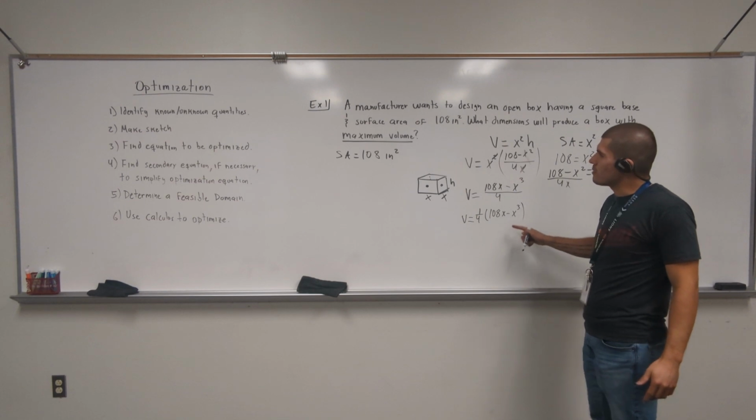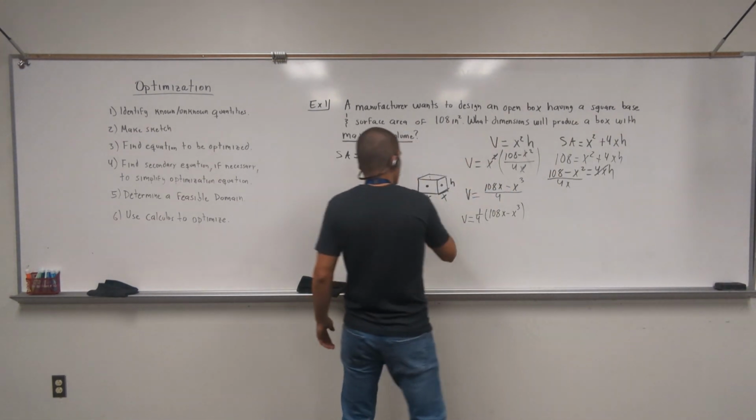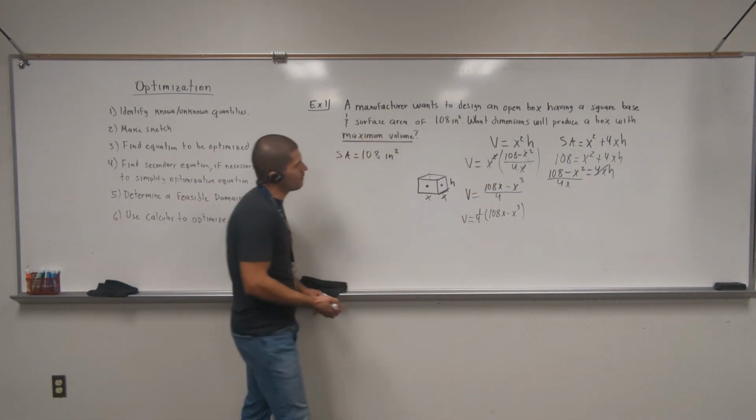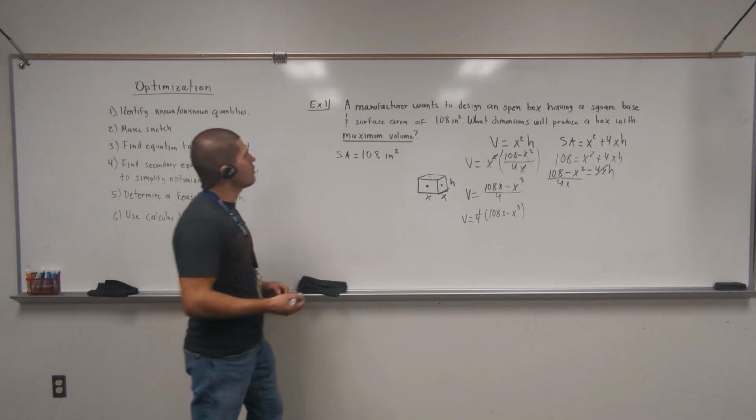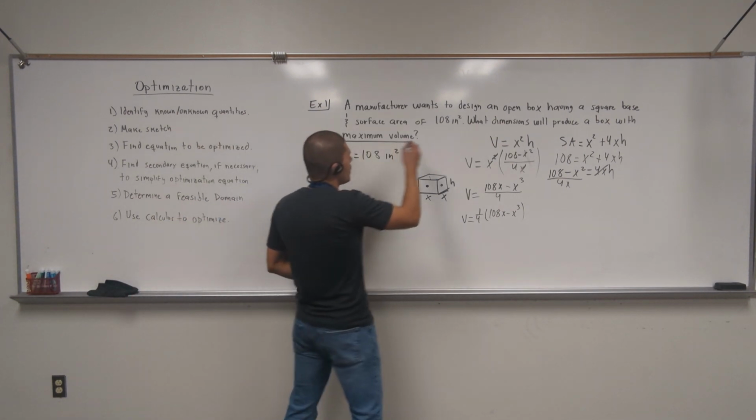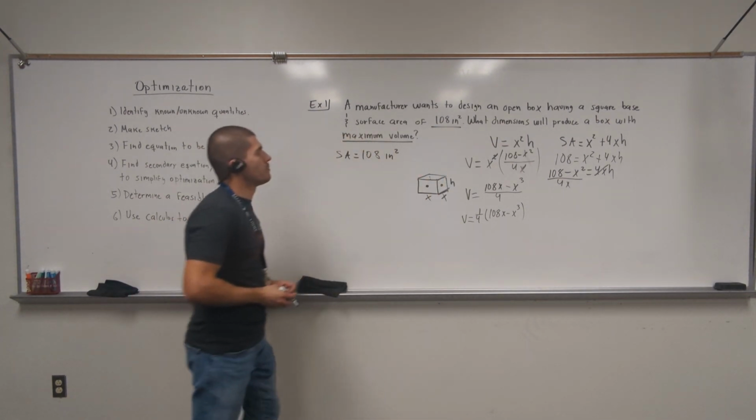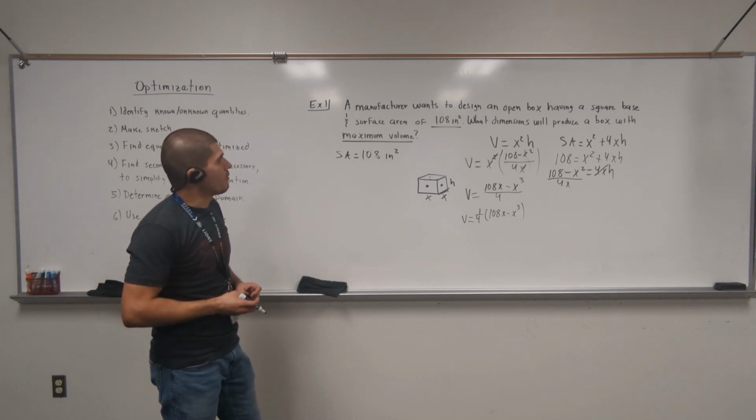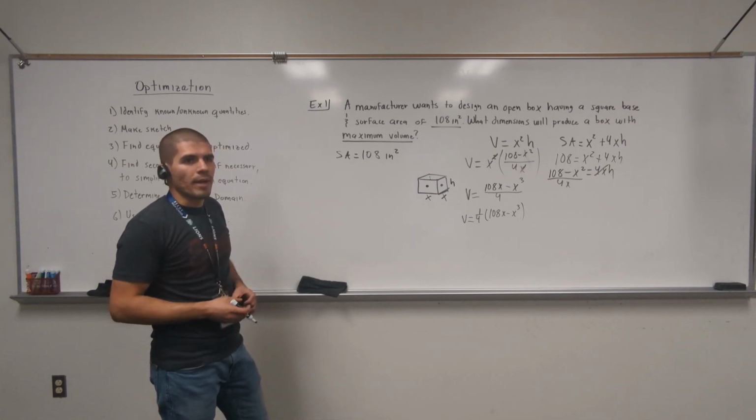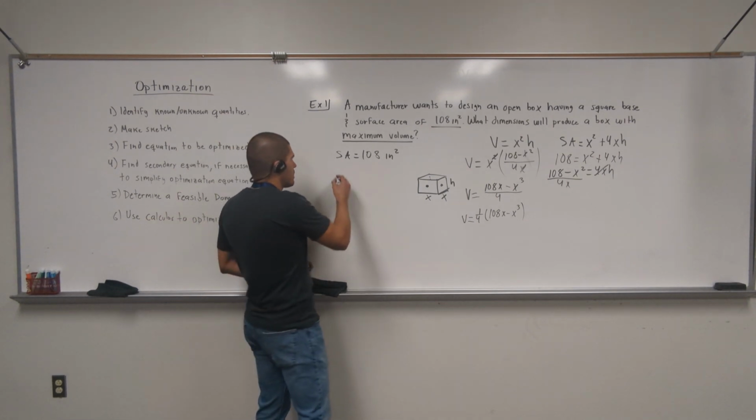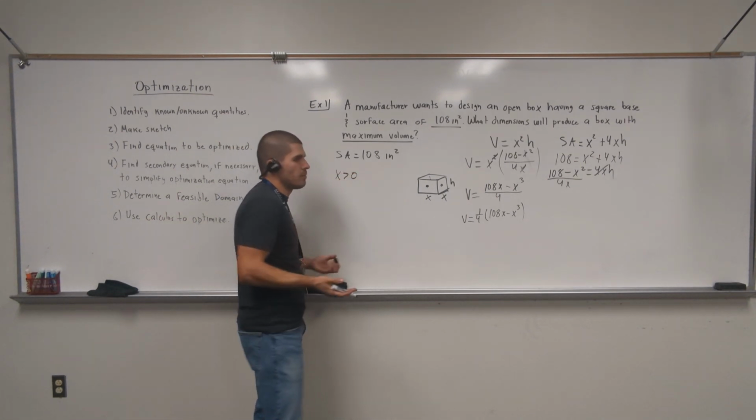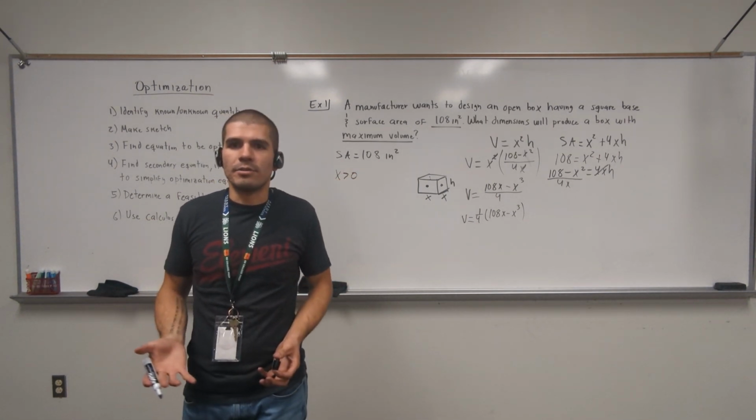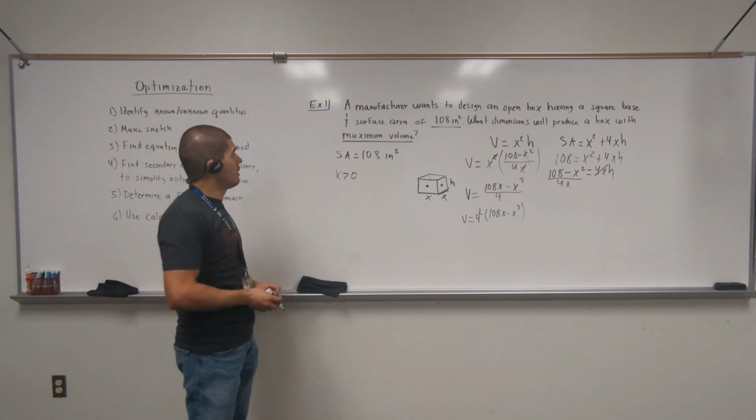So what is x representing for this? X is representing the dimensions of the base, right? I want you to think this. According to the problem, I have this much material to utilize to make this box. So first, x is representing a dimension, which means x has to be greater than 0. X can't be negative, right? I can't have a dimension for a box to be negative.